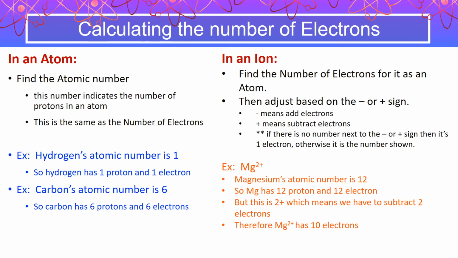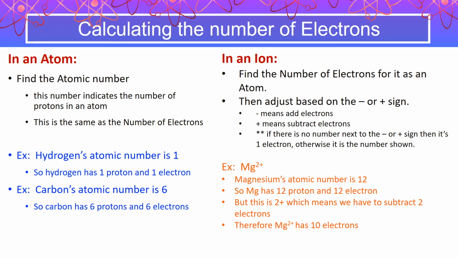All right, so calculating the number of electrons, I've got this done 2 different ways, and that's because you might need to do it for an atom, or you might need to do it for an ion. If it's an atom, again, super easy. Find the atomic number, and that's it, because it's going to be equal to the number of protons. So hydrogen's atomic number is 1. That means it has 1 proton, and therefore, by default, also has 1 electron. Carbon's atomic number is 6, so it must also have 6 electrons.